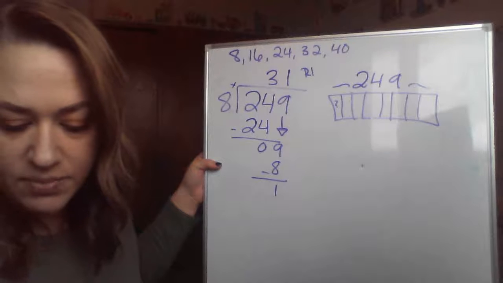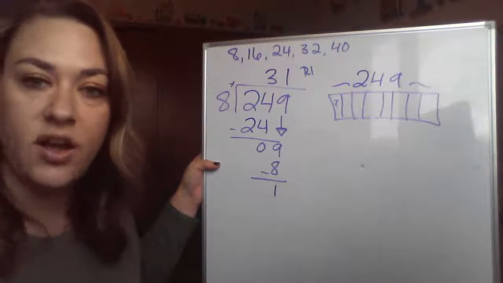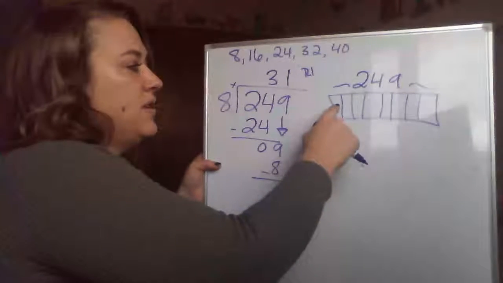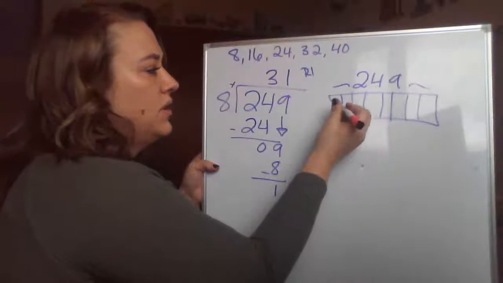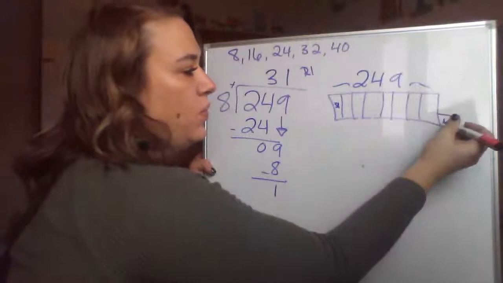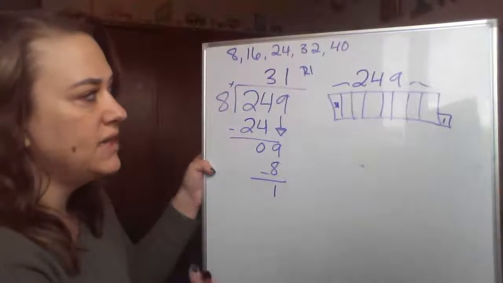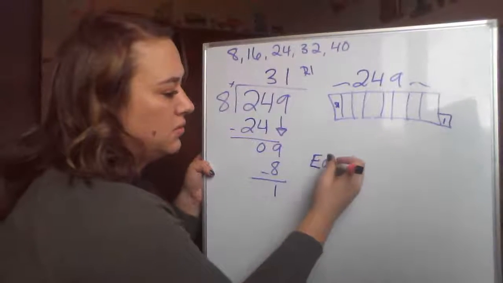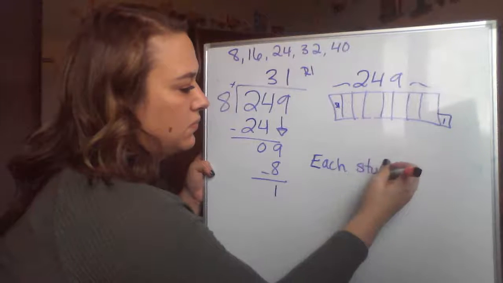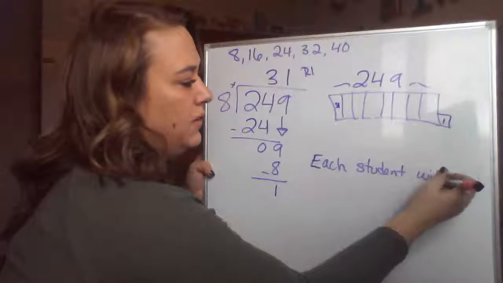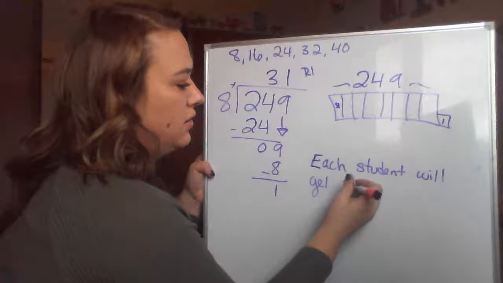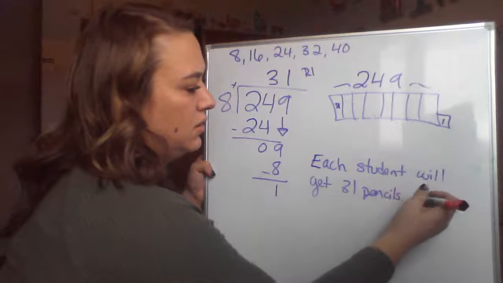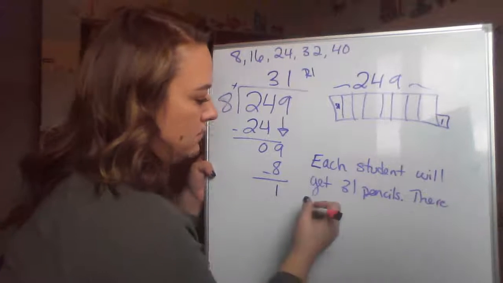our question is, how many pencils does each student receive? We're not going to say 31 remainder 1 because each of these units will be equal to 31 and we'll have that remainder 1 off here to the side. So for our answer statement, we're going to say each student will get 31 pencils. There will be 1 left over.